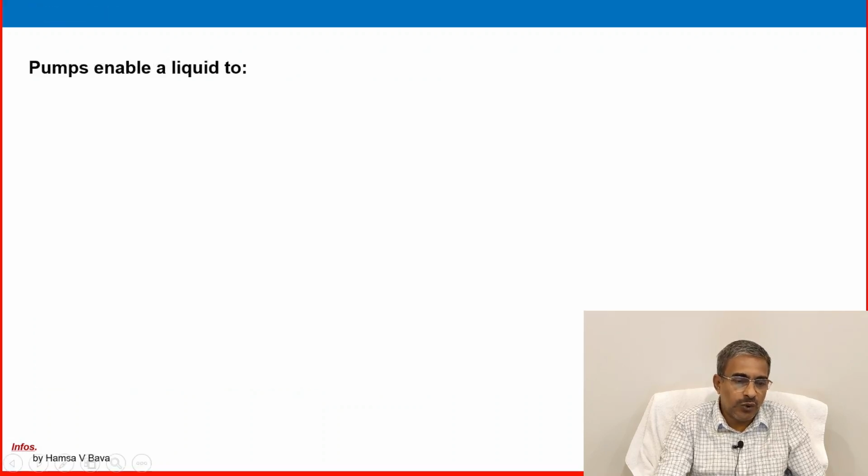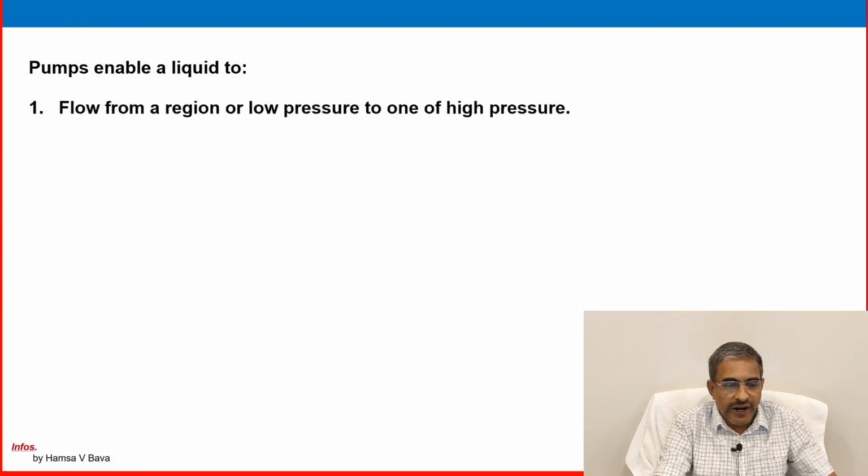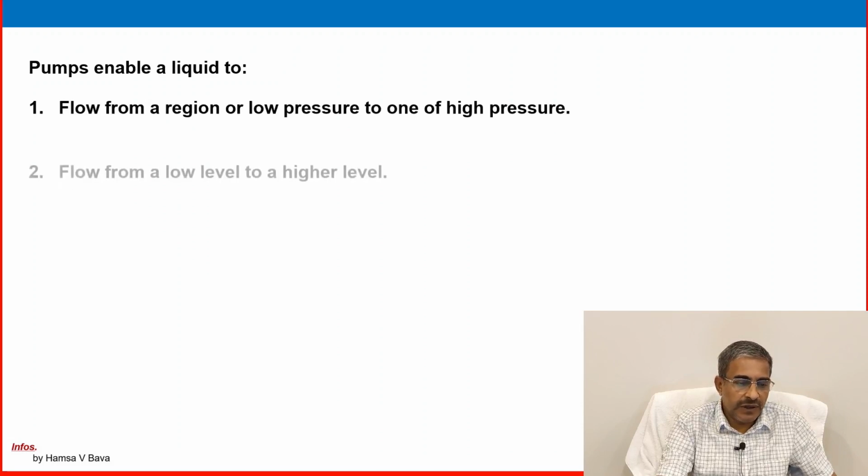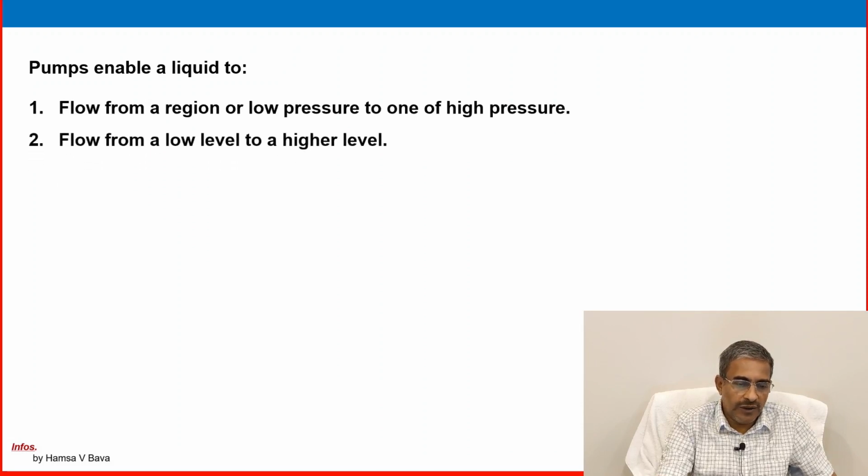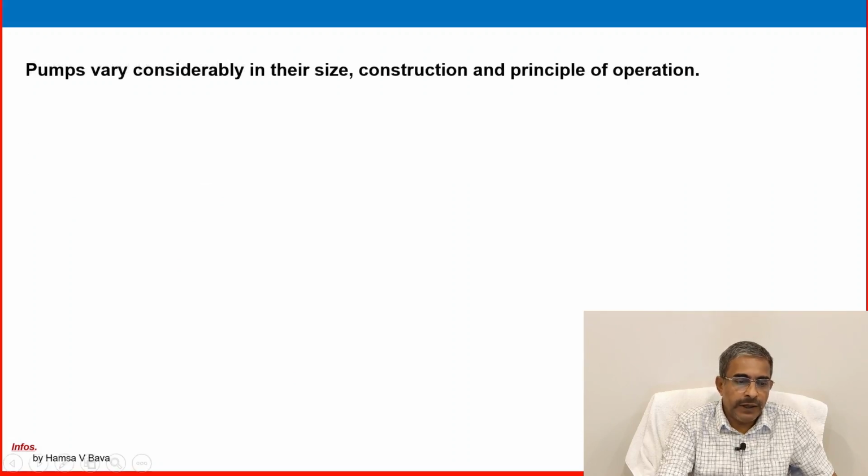Pumps enable a liquid to: one, flow from a region of low pressure to one of high pressure; two, flow from a low level to a higher level; three, flow at a faster rate. Pumps vary considerably in their size, construction, and principle of operation.